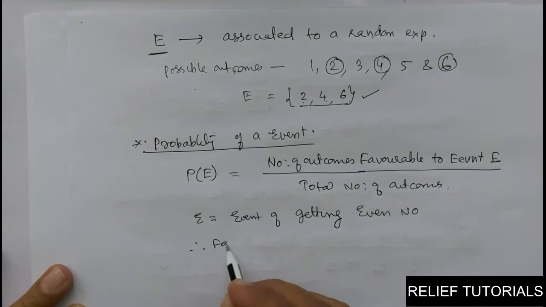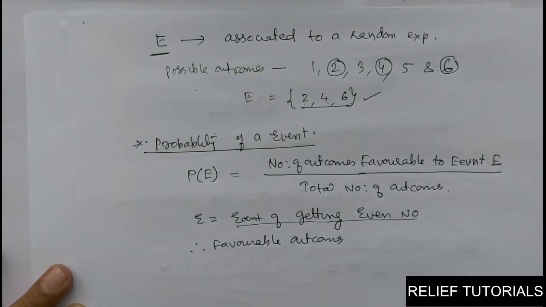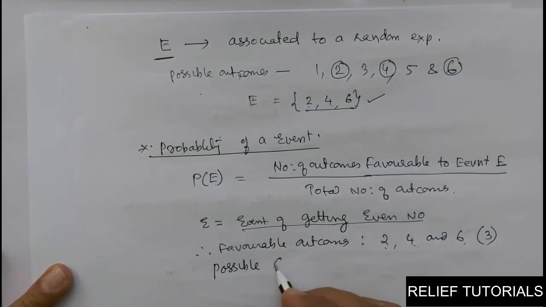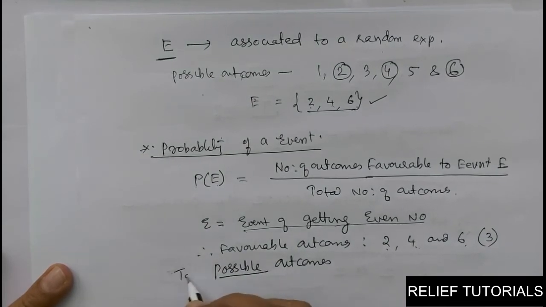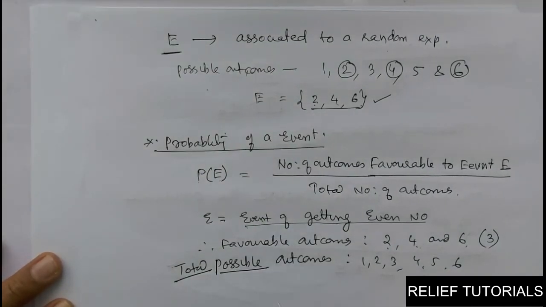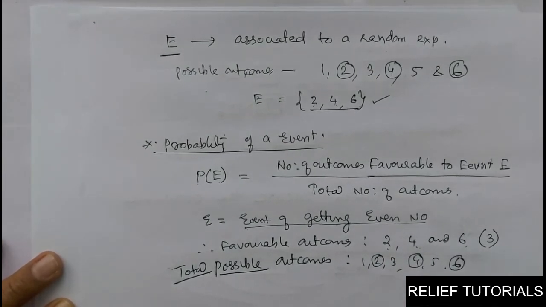Which are the favorable outcomes? Favorable outcomes mean, when this event of getting an even number occurs when a dice is thrown, what outcome should appear? The favorable outcomes are 2, 4 and 6. And what are all possible outcomes, or total outcomes? Total outcomes are 1, 2, 3, 4, 5, 6. Our event of getting an even number will occur if we get 2, 4 or 6. If any of these appears, then we got an even number, and our event has occurred.